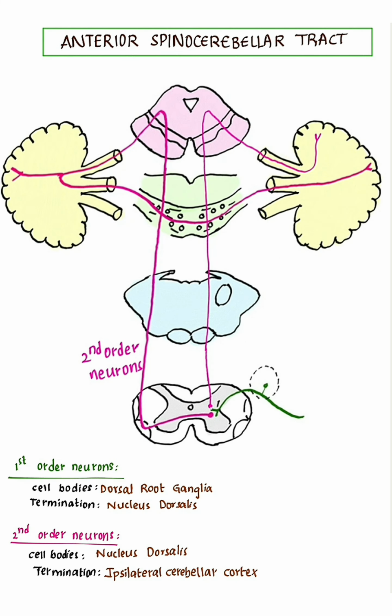You can see that some of the axons of second order neurons ascend as the anterior spinocerebellar tract in the lateral white column of the same side. These axons are not crossing over. They ascend in the lateral white column of the same side.